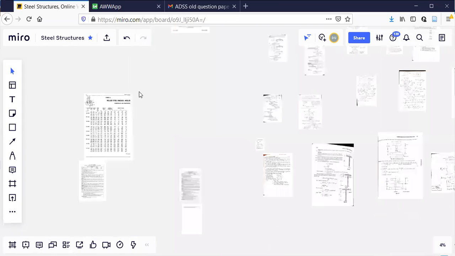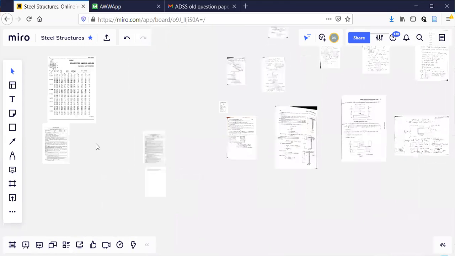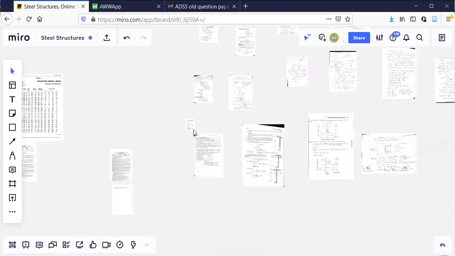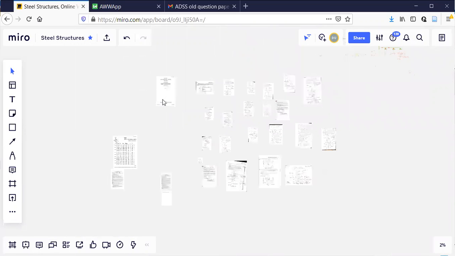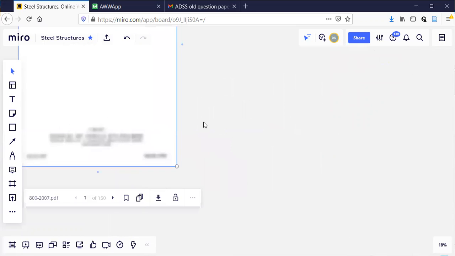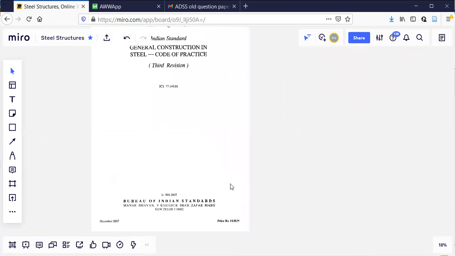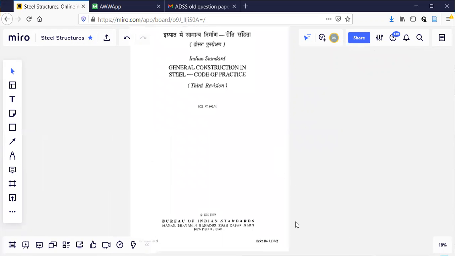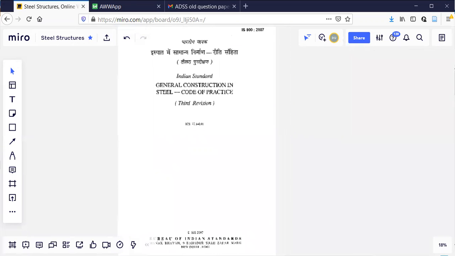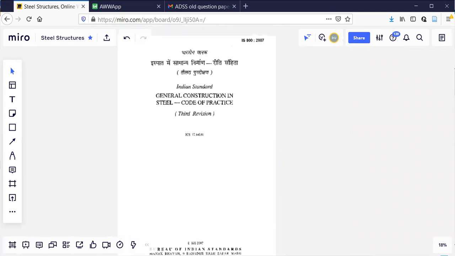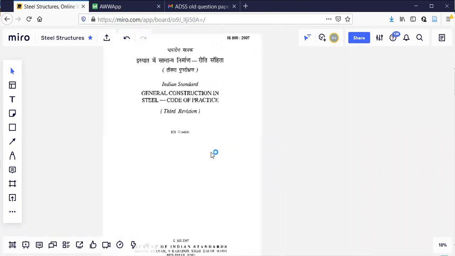One thing is this one is required. One more is IS 800, which is also required. If you can't see this one, you can tell me. There is no problem, because you may be new to this interface here.